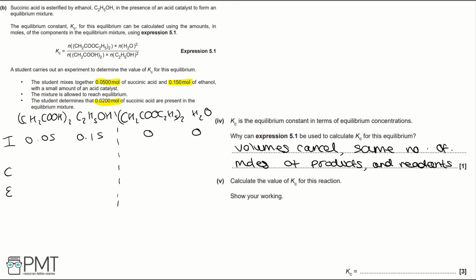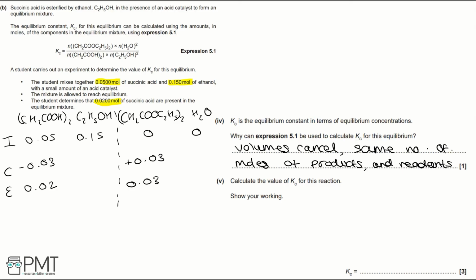We do this using the equilibrium value of moles of succinic acid that we're given, and we're told that it's 0.02. So that means we have a change of negative 0.03, and we can apply this change to anything with the same stoichiometry. So for our products, we would have the opposite change but the same value. So it'd be plus 0.03, making the number of moles present at equilibrium 0.03 for our ester.